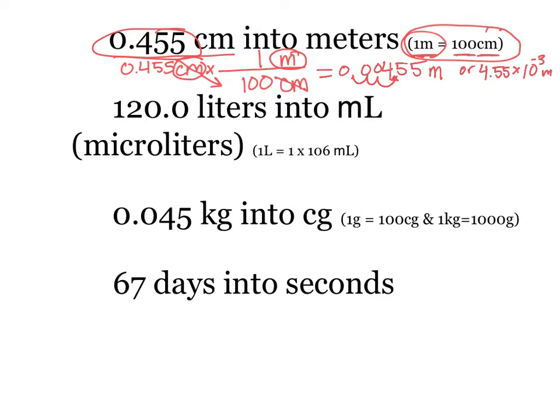Some people like to write it, they call it the railroad method, so it's the same thing. You can just write it like this, and whatever you're given in the problem goes in the top left corner.